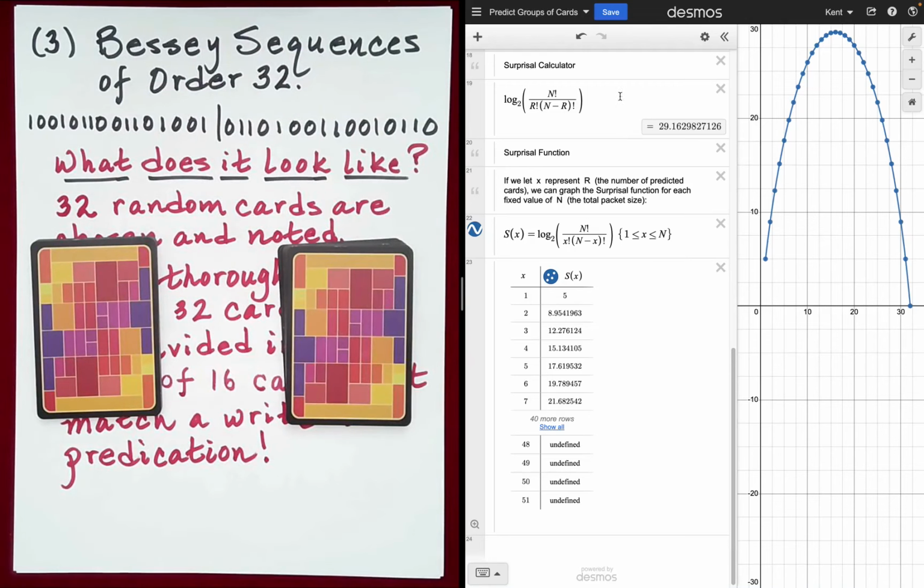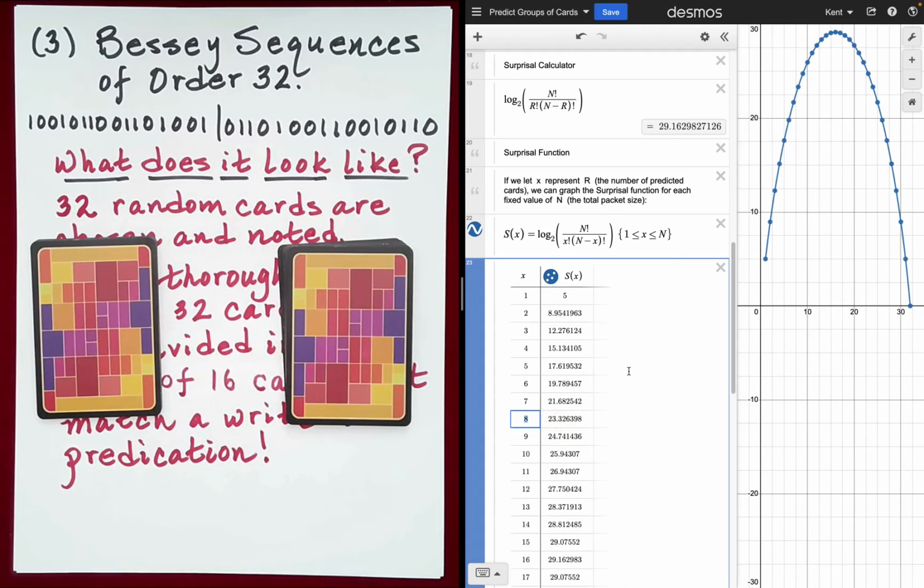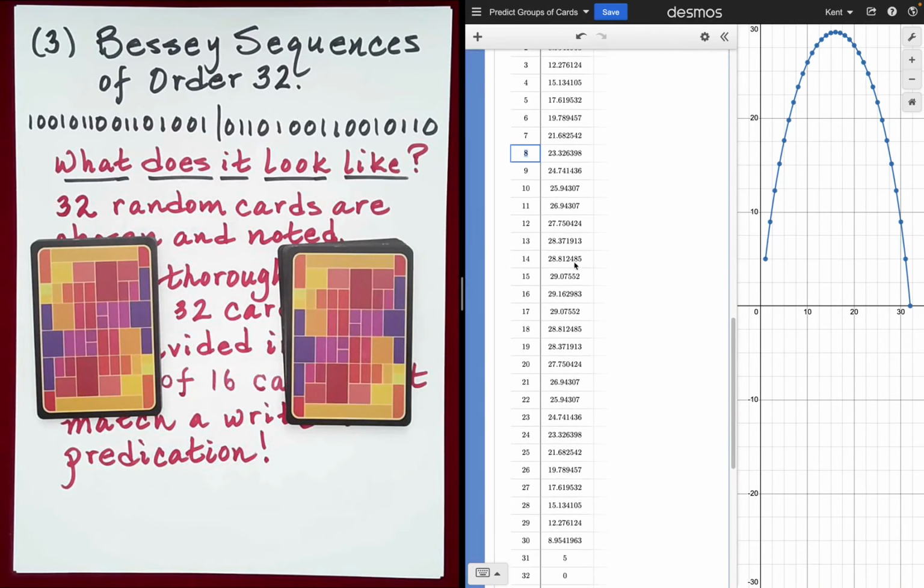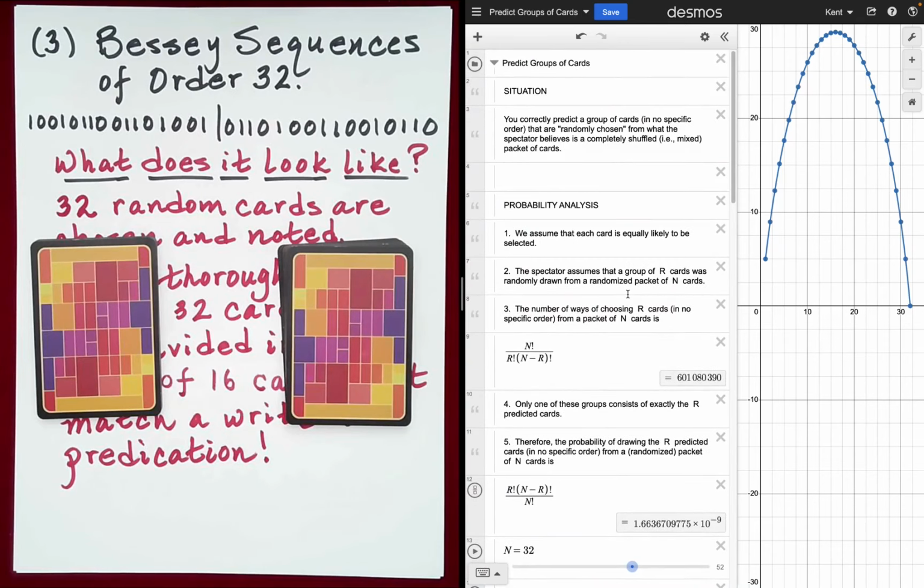And as before, we have the surprisal graph. Here it is. It hits a maximum, of course, at 16. So we can see it right. Let me expand this here. Come over here. So right at 16, which is what we're looking at, 2 piles of 16. That's the maximum surprisal value possible when selecting a group of cards from this set of 32 cards. Okay, so that gives you a feel for the surprisal value of really all of the Bessey sequence performances that are done on the Hidden Structures channel.